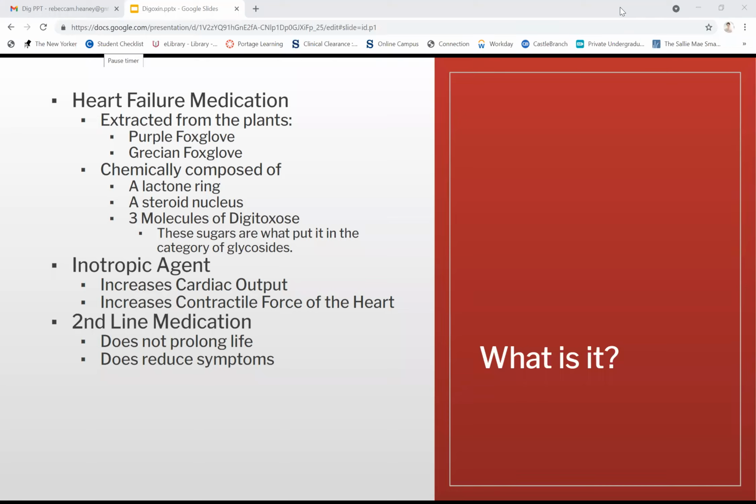Lanoxin, more commonly known by its generic name, digoxin, is a cardiac glycoside. It is considered an inotropic agent, which can come in handy for a patient with heart failure because when taken regularly, digoxin will increase the cardiac output. This drug is considered a second-line drug for heart failure. One thing to note is that taking this drug will not prolong the patient with heart failure's life, but it will help reduce the symptoms of heart failure.